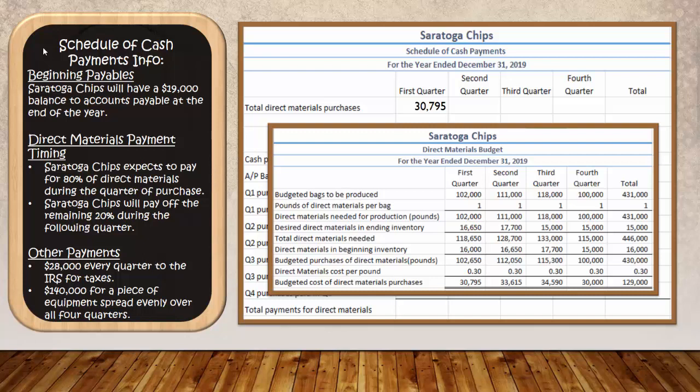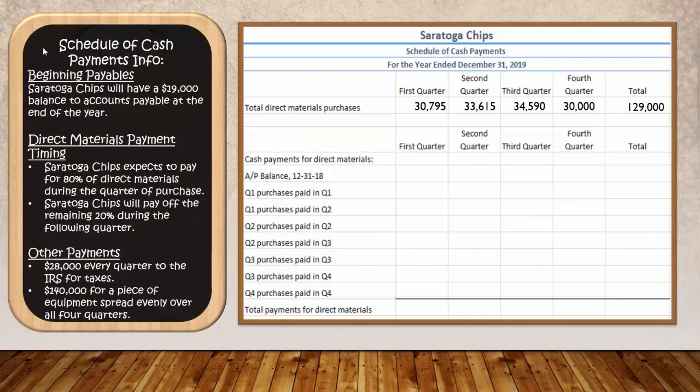All we're going to do is copy those numbers from our direct materials budget over to our schedule of cash payments. So we expect to have total direct materials purchases of $30,795 during the first quarter, $33,615 during the second quarter, $34,590 during the third quarter, and $30,000 during the fourth quarter. And our total is going to be $129,000, just like it was on our direct materials budget.